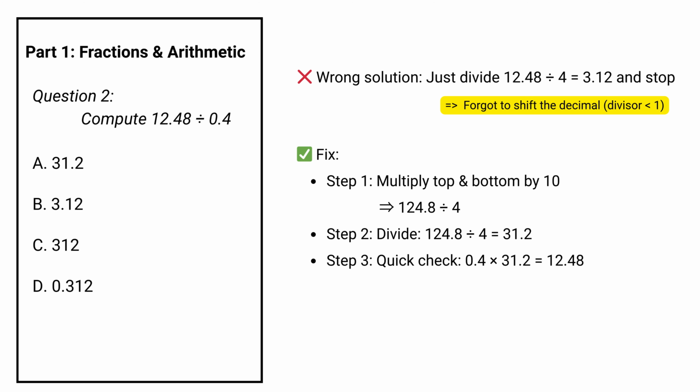To fix this, multiply top and bottom by 10. That turns it into 124.8 divided by 4. Now divide. 124.8 divided by 4 equals 31.2. Quick check. 0.4 times 31.2 does indeed give 12.48. So the correct answer is A, 31.2.